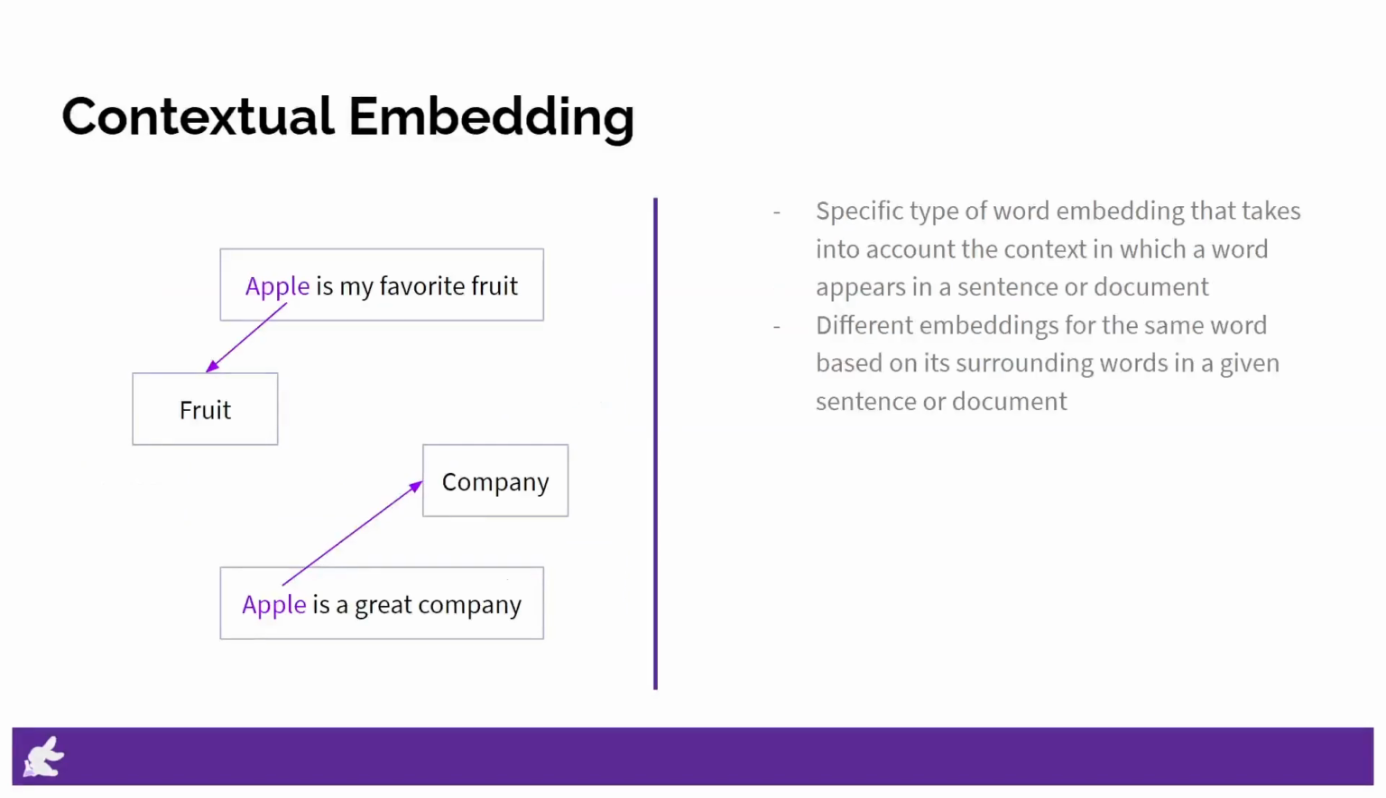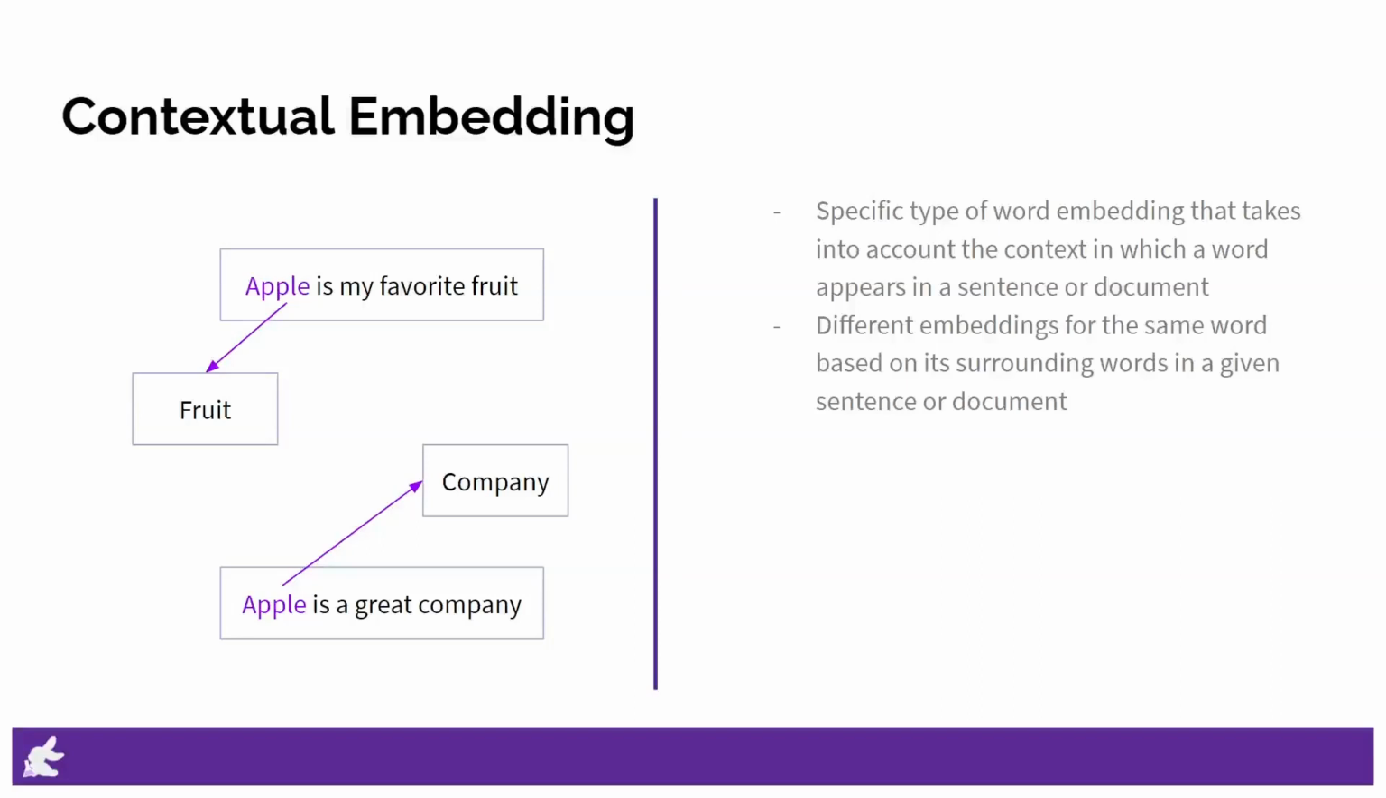Contextual embedding is a type of word embedding that takes into account the context in which a word appears in a sentence or document. It aims to capture the meaning and nuances of a word based on its surrounding words and the overall context. Unlike traditional word embeddings, which assign a fixed vector representation to each word regardless of context, contextual embeddings generate word representations that are context-dependent. This means that the embedding of a word can vary depending on the specific sentence or document it appears in.